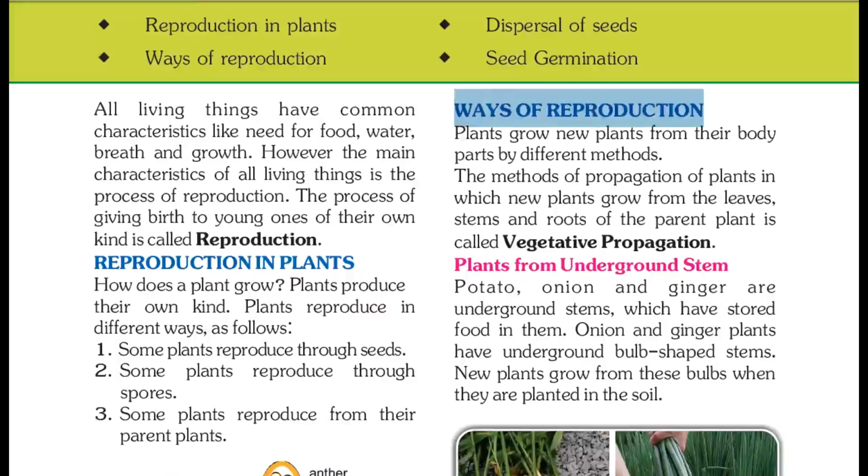Ways of reproduction. Plants grow new plants from their body parts by different methods. The method of propagation of plants, in which new plants grow from the leaves, stem, and roots of the parent plant, is called vegetative propagation.